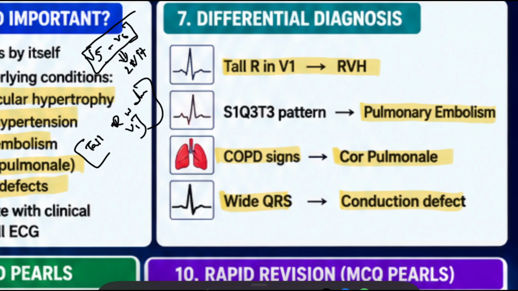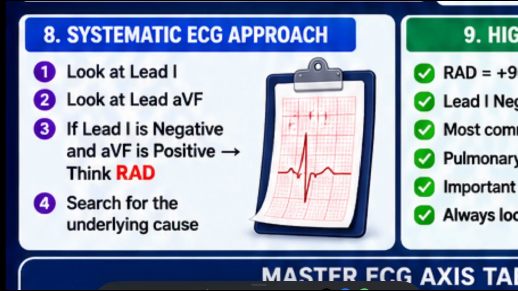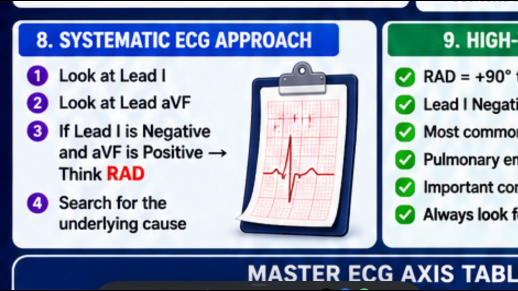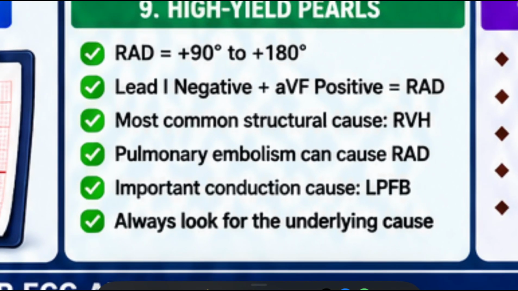Okay, in a systematic ECG approach, whenever you are seeing any ECG, we have to check the cardiac axis. We have to look at lead 1, then lead AVF. If lead 1 is negative and AVF is positive, then we have to suspect the patient has right axis deviation and we have to search for the underlying causes. Okay, so these are the main things.